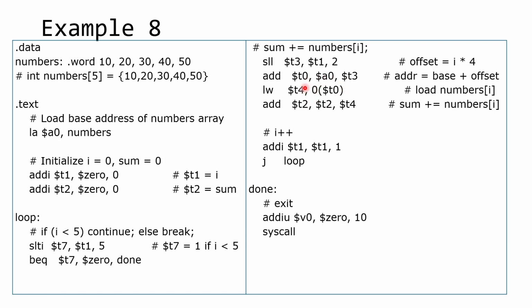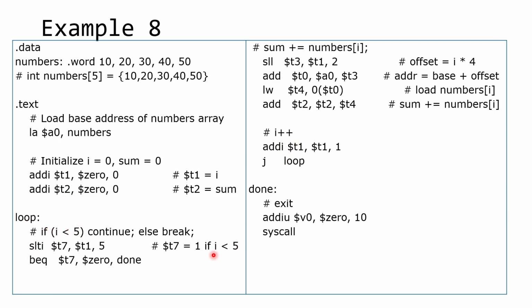Now that we have the target address, we load the data inside $t4. After that, add the sum: $t2 plus $t4, and store the result back into $t2. And then don't forget i plus plus: $t1 plus 1, stored back inside $t1, and then jump to loop. So we repeat this loop until i is equal to 5.